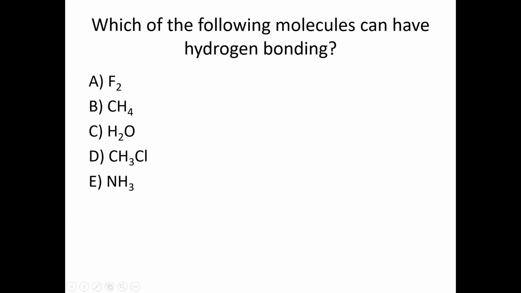Which of the following molecules can have hydrogen bonding? So I want you to type in the chat box the molecules that you expect to have hydrogen bonding. Which molecules here will you expect to have hydrogen bonding? You can put it in the chat box. Okay, C and E, water and ammonia.